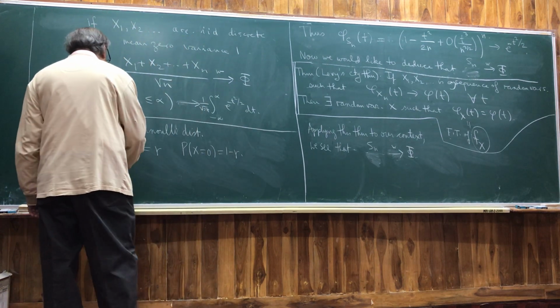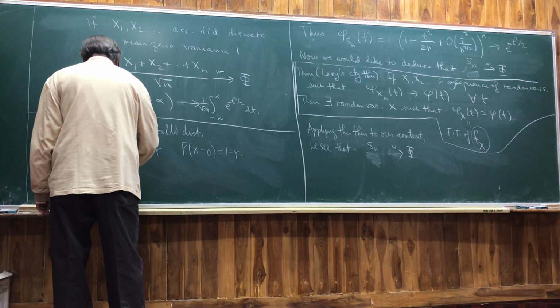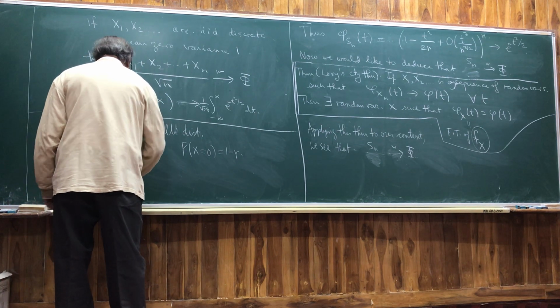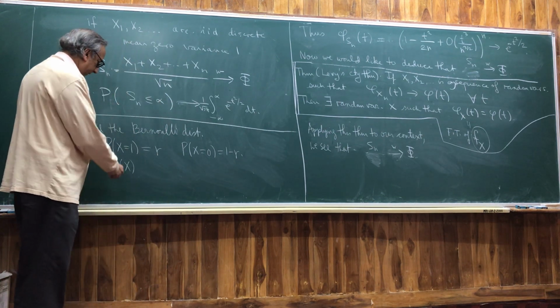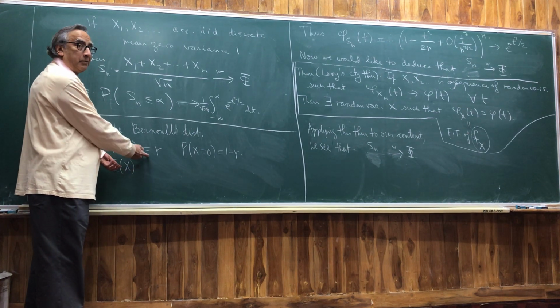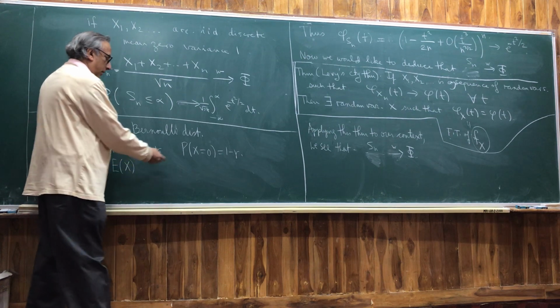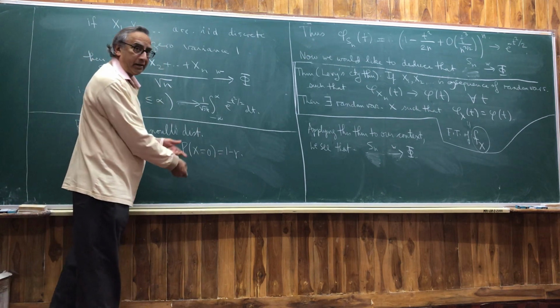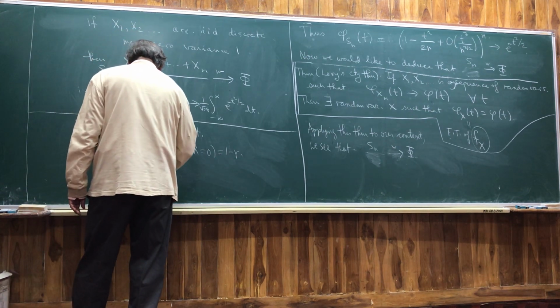And in this Bernoulli situation, what's the expected value of x? Well, it only takes on two values. It takes on value 1 with probability r. It takes on the value 0 times 1 minus r. Expected value is nothing but r.